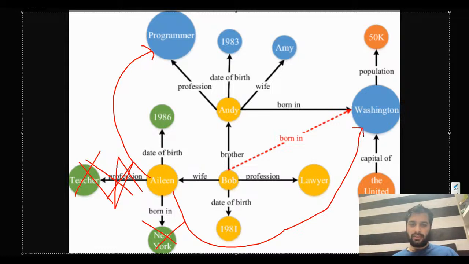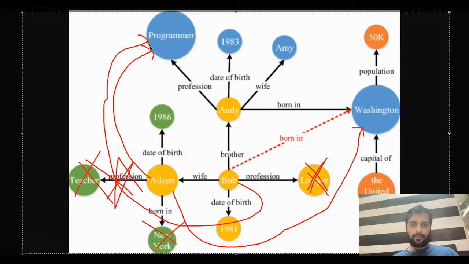Got it? Again, if I change Bob, he's not a lawyer, he's also a programmer. Then what will happen? It is connected to this. Got it? Now I will remove this as well for your understanding. Bob, date of birth is 1983. Again, they are twins. Then, got it? So this is how it works. Now I think it's giving a good picture.